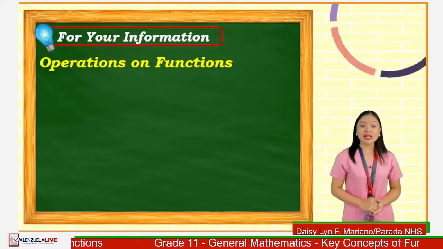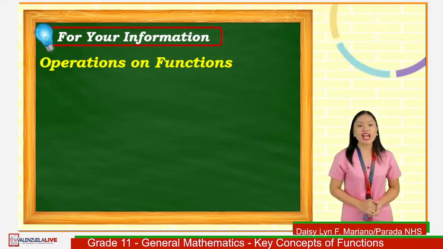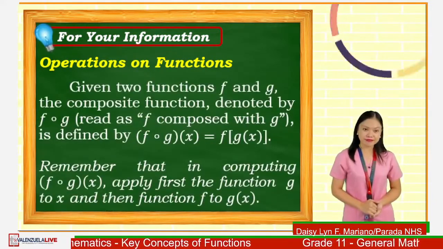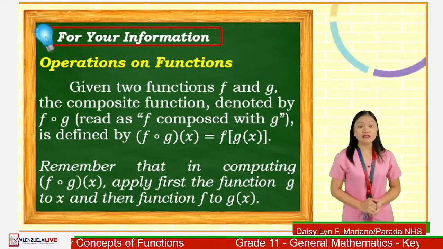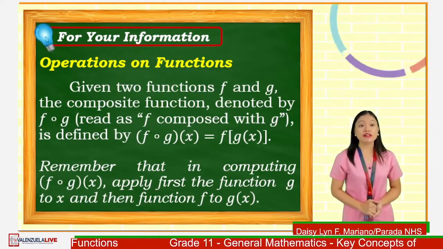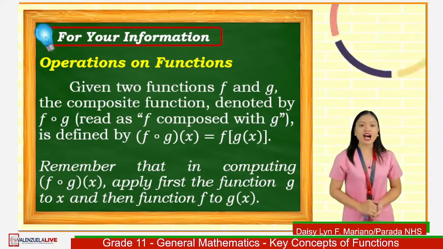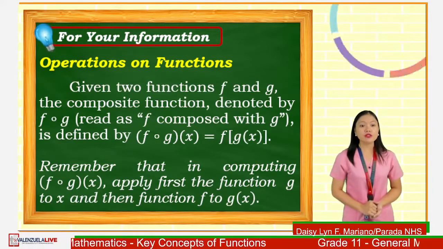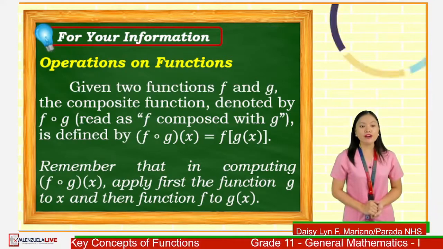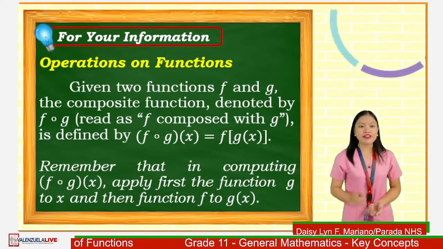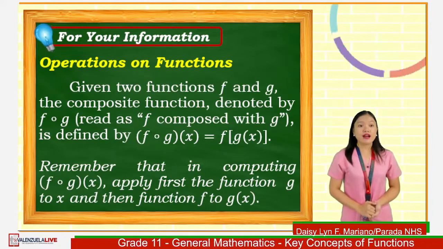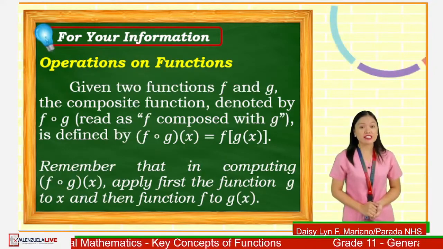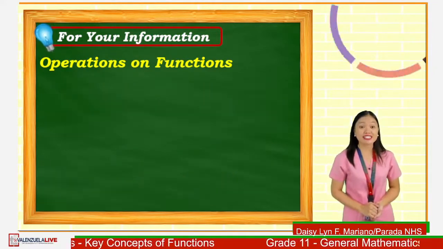Great. Now, let us have the other way of obtaining a new function, which we will call a composite function. Given two functions f and g, the composite function, denoted by the symbol, which is read as f composed with g, is defined by f composed with g of x is equal to f of g of x. Remember that in computing f composed with g of x, apply first the function g to x and then the function f to g of x.